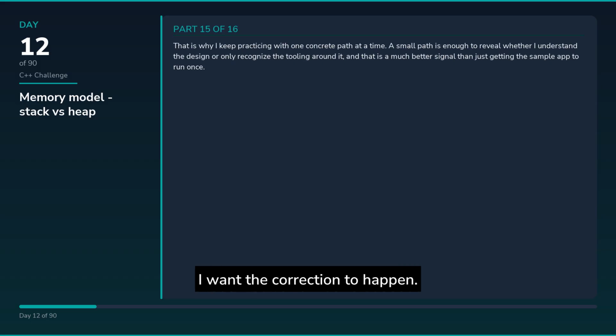That is why I keep practicing with one concrete path at a time. A small path is enough to reveal whether I understand the design or only recognize the tooling around it, and that is a much better signal than just getting the sample app to run once.